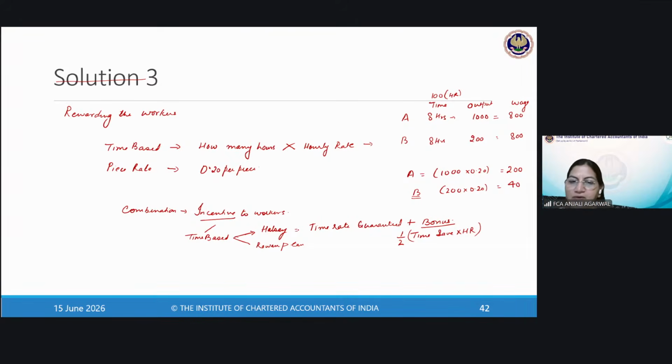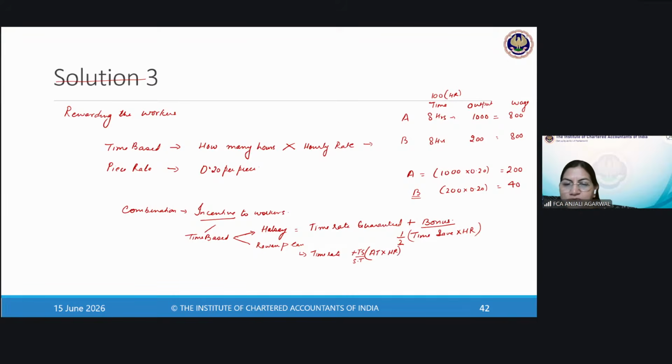There's a company, Weir company, which followed Halsey plan. So we call it Halsey Weir plan. They followed him, but they gave 30% bonus. So in Halsey Weir plan, if we have to give a bonus, we don't give 50% or 1/2, we give 30%. Rowan also suggested the same thing. Let's give them time rate, guaranteed, plus a bonus. But bonus would be what? Bonus would be in proportion to how much time he saves as compared to standard time to do a job, multiplied by actual time into hourly rate.